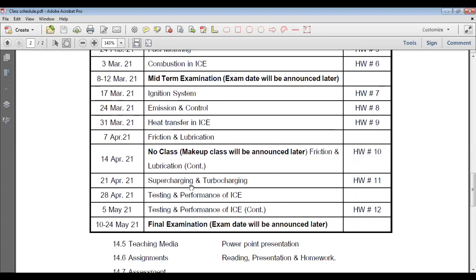And then we will talk about supercharging and turbocharging in order to increase the power of the engines. This is the way that we can increase the power of the engine without increasing the size of the engine. And we will round up everything with the testing and performance of the internal combustion engine, because when we build the engine, we have to test it in order to see how much performance the engine that we built has.